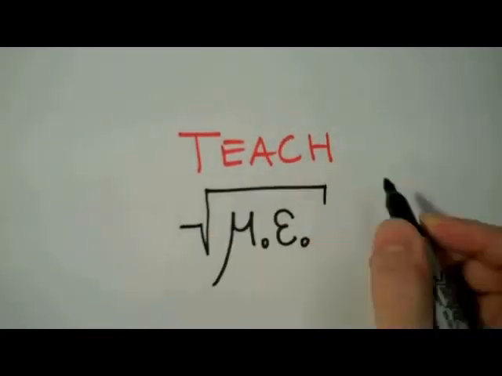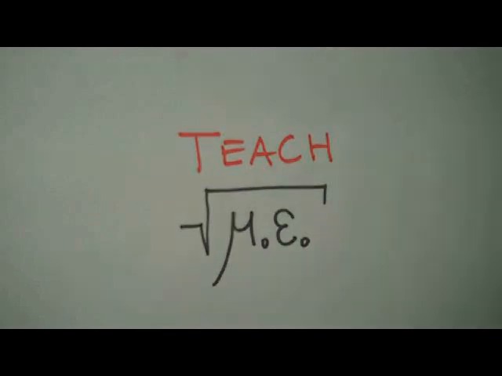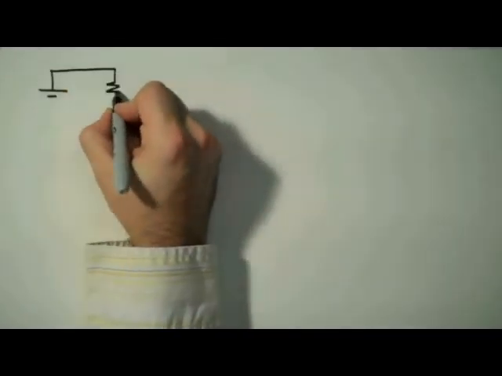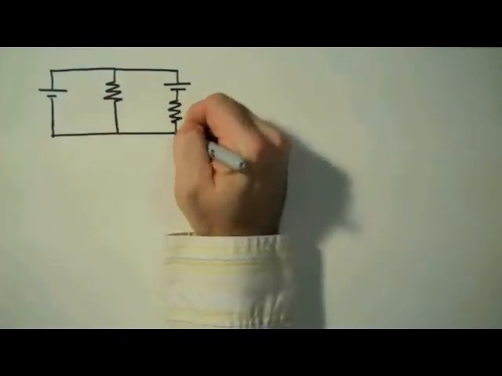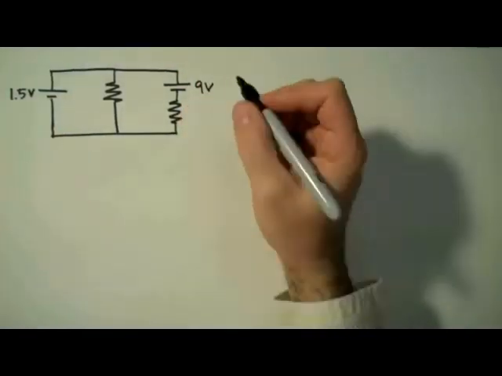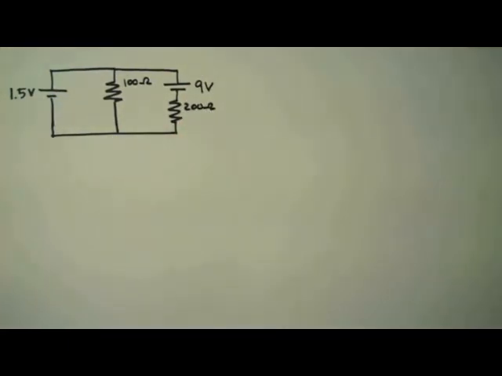Hello everyone, I'm Jesse Mason, and for this edition of Teach Me, we're going to use Kirchhoff's rules to analyze a circuit. Specifically, we're going to determine the current through, the voltage across, and the power dissipated by the two resistors that you see here.